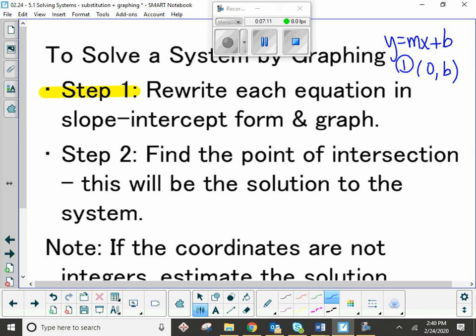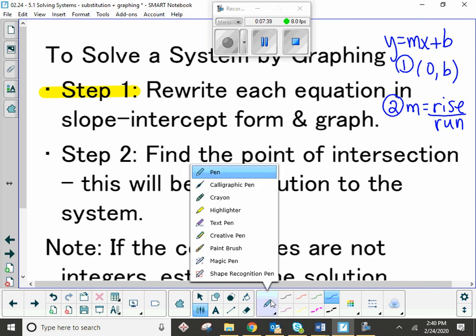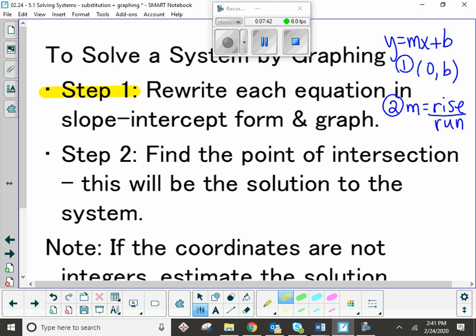That's 1 point, but how many points do you need to graph a line? 2. So then that's where the slope comes into play. Your slope is your rise over run, and you use that to graph your second point. And there's a few things about rising and running that I'm going to remind you about when we do this problem. And your second step is to find the point of intersection. That will be the solution to your system, the point that satisfies both equations. All right, so let's practice.